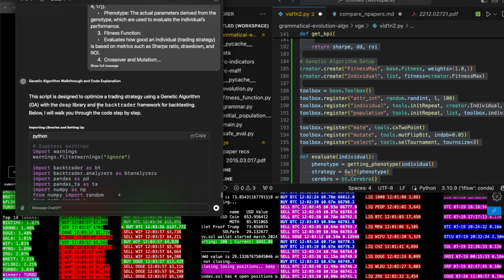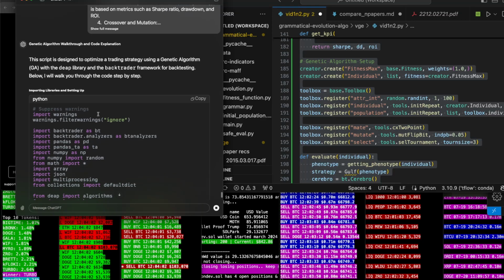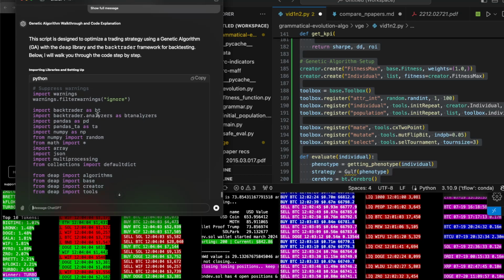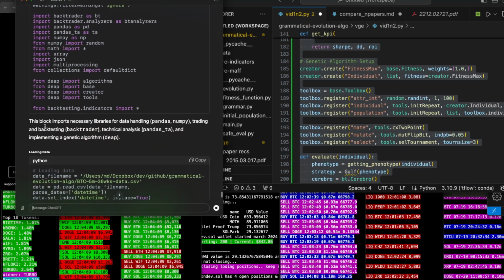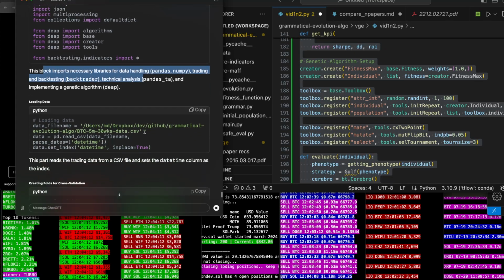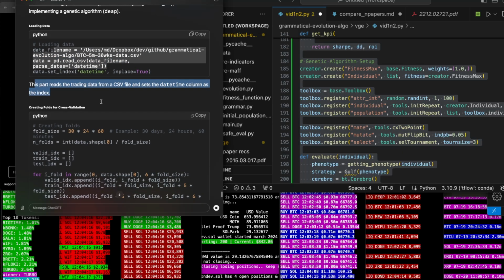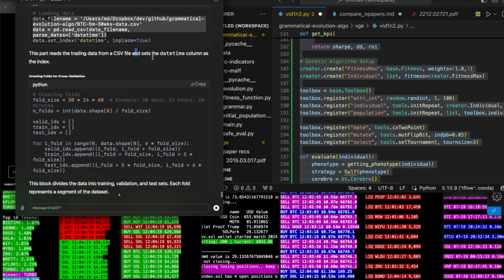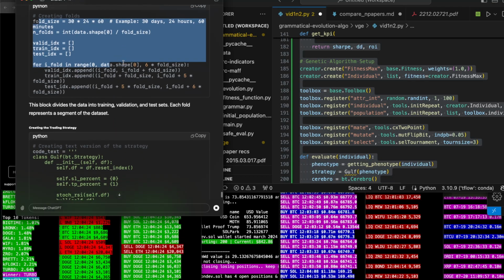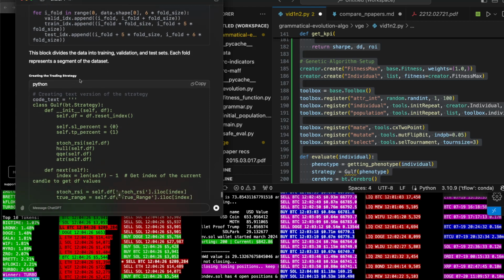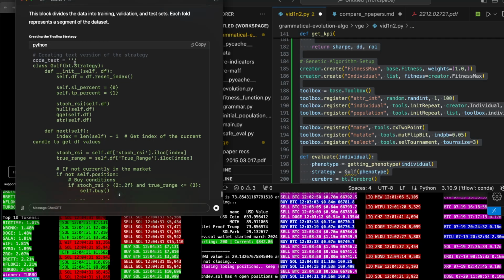Okay, so this script is designed to optimize a trading strategy using a genetic algorithm, GA, with the DEAP library and the Backtrader framework for backtesting. Below, I walk you through the code step by step. So this is just a bunch of imports, libraries like pandas, numpy, etc. This loads in the data. This part reads the trading data from a CSV file and then sets the datetime column to the index. This goes ahead and makes folds, so sections of the data, so we don't look at the whole data the whole time. This is the actual strategy part, and it's interesting to me that we write it in a string.